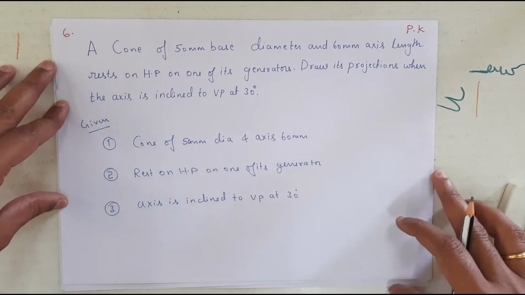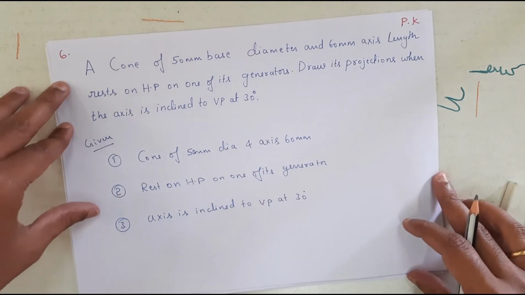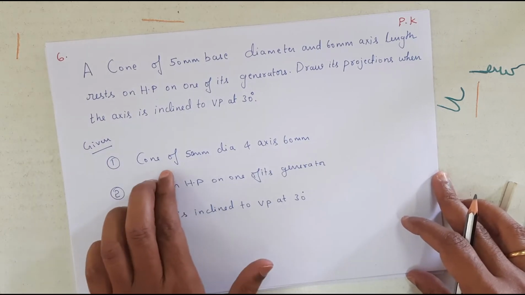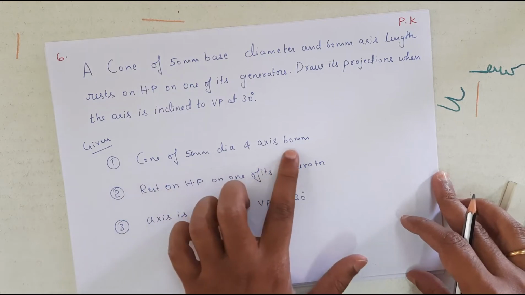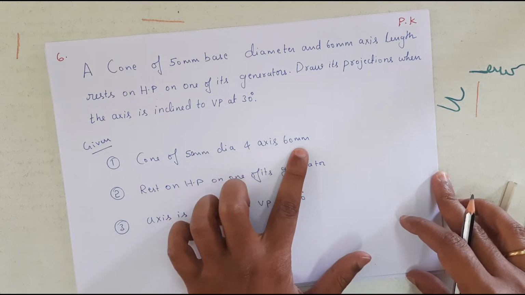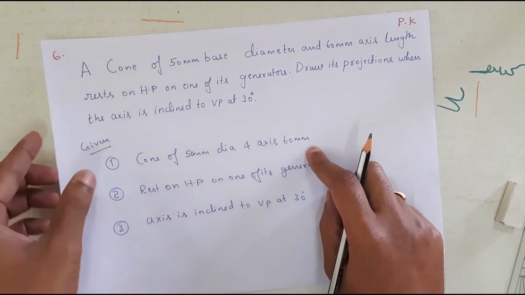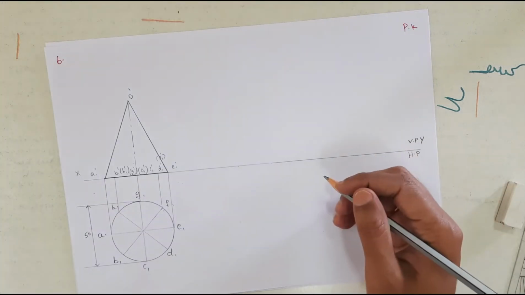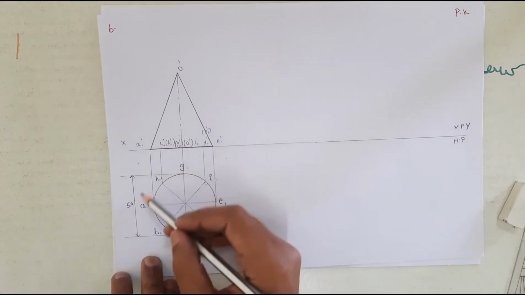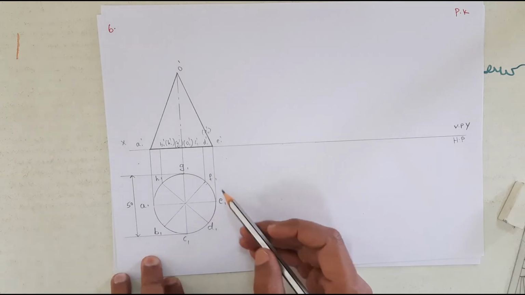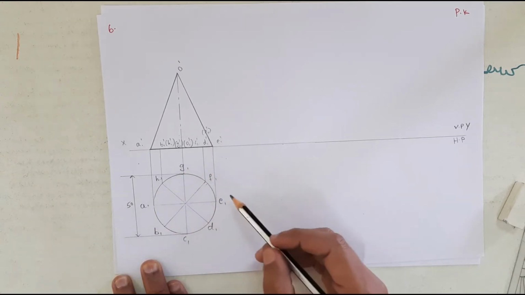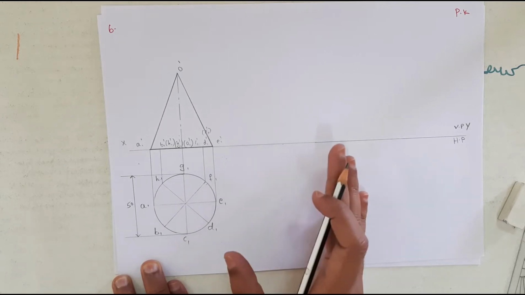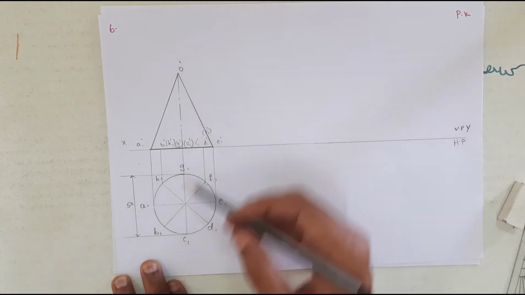So the data which is required for us to write in step number 1 is that the cone is of base 50 mm diameter and axis length 60 mm. So we are going to write this first. See, I have drawn a circle, and this circle has been divided into 8 equal parts. See, how many corners does the cone have? It does not have any corners. It has only an apex.